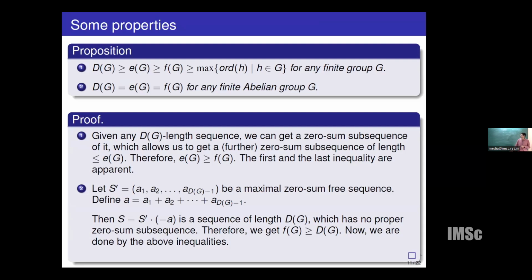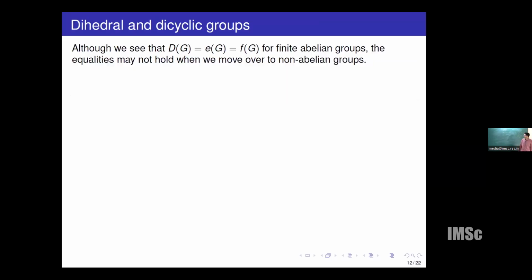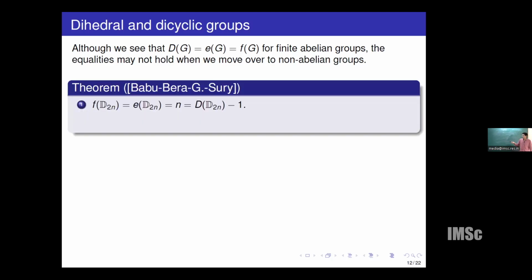Now, these are some of the basic properties of E and F, and we saw that these actually coincide with the Davenport's constant in case of finite abelian groups. So let's move over to non-abelian groups and see what happens. So the first case we will consider is the dihedral and dicyclic groups. There what we get is that F and E of D2n are both 1 less than the Davenport's constant. And similarly for Q4n also, F and E are both equal to 1 less than the Davenport's constant. And how do we show it?